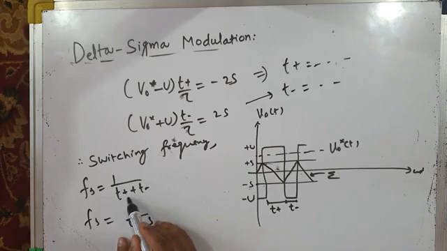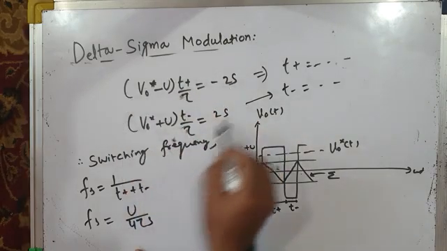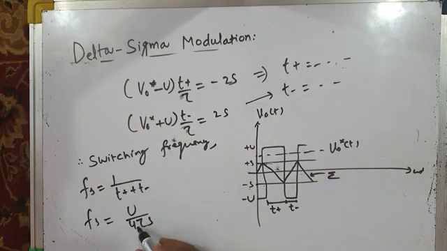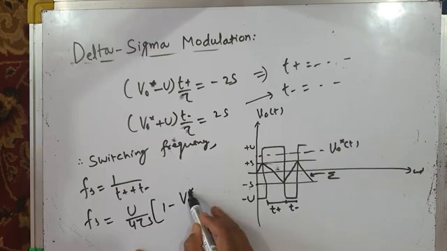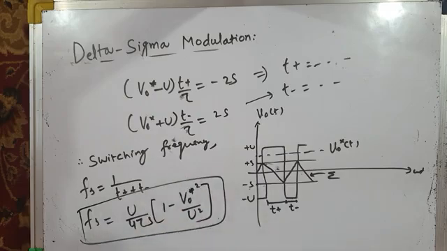Substitute here 1 by T plus T minus. So when you substitute that here, I leave that to you. You please do that. It will be U by 4 tau S into 1 minus V naught star square by U square. This is what you get. So this will be the switching frequency.